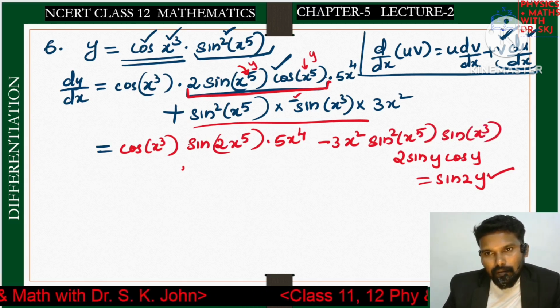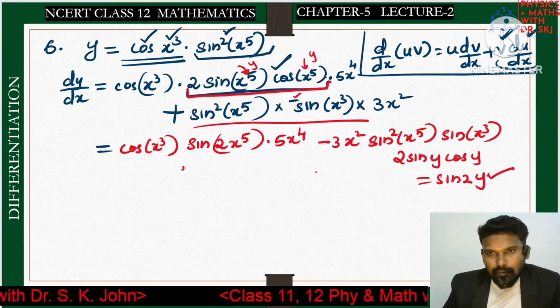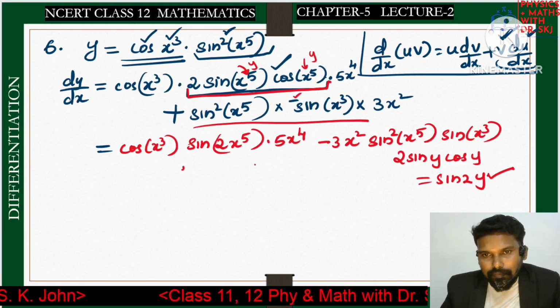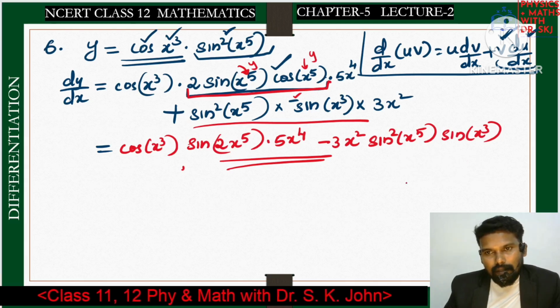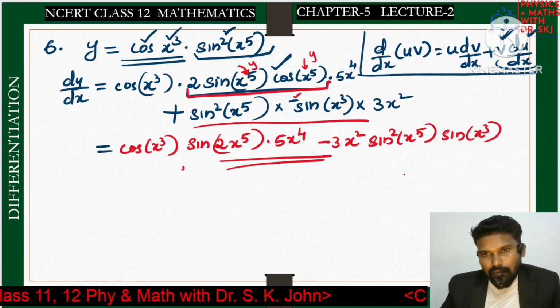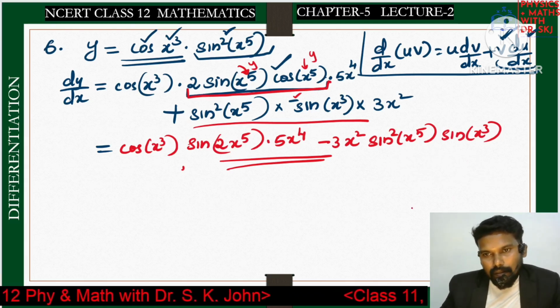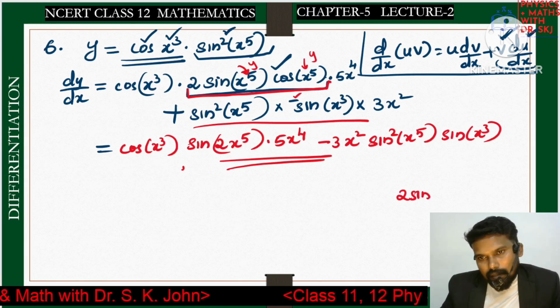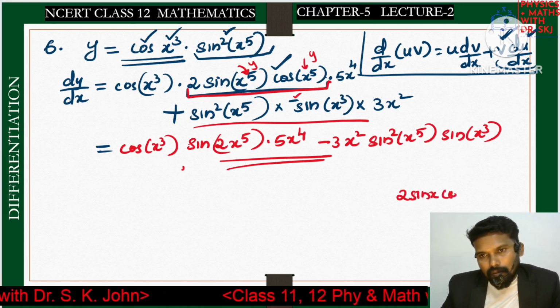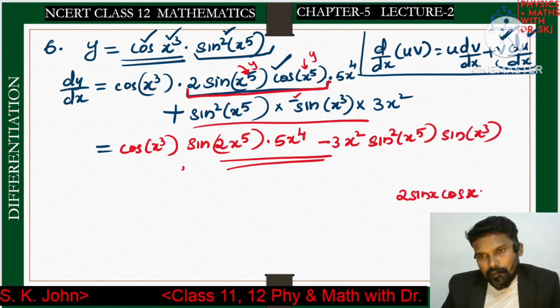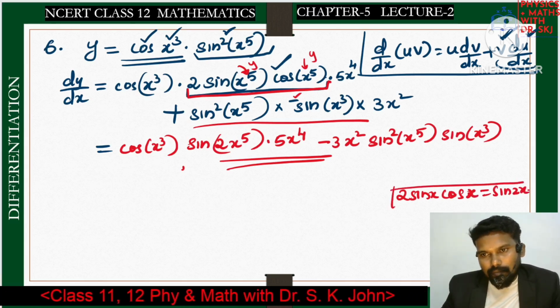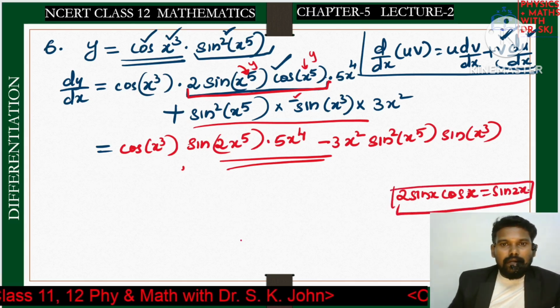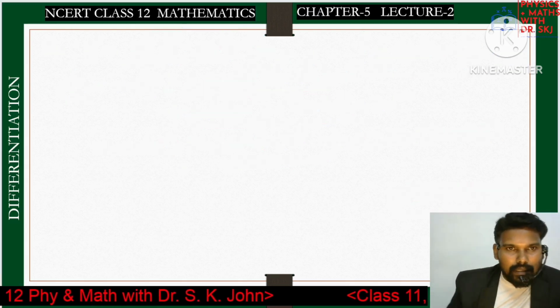So this is the final answer. No other simplification is there. This is the final answer. Here we have used this formula: 2 sin x cos x is equal to sin 2x. You have to learn these formulas by heart. Okay, so this is the final answer. Now coming to the next question.